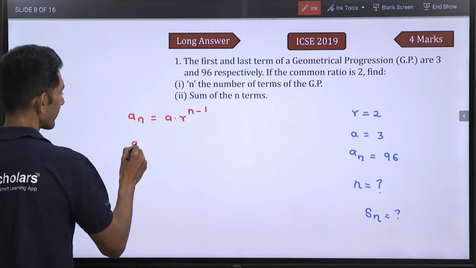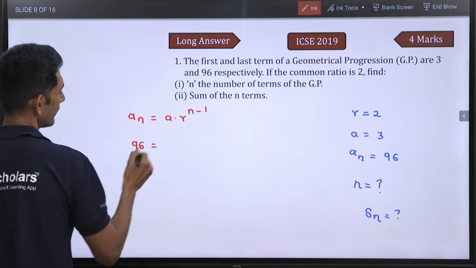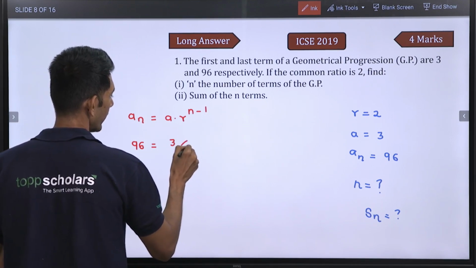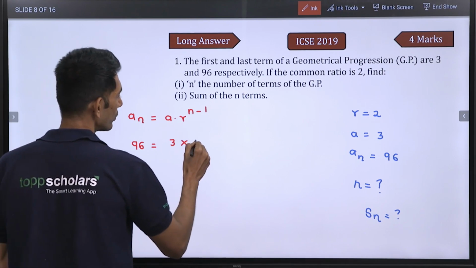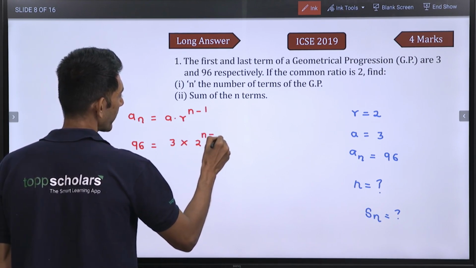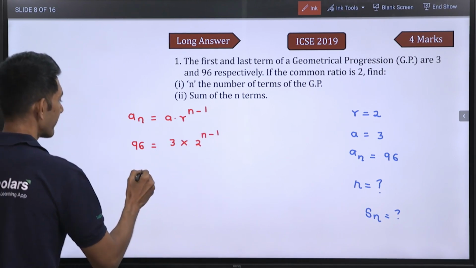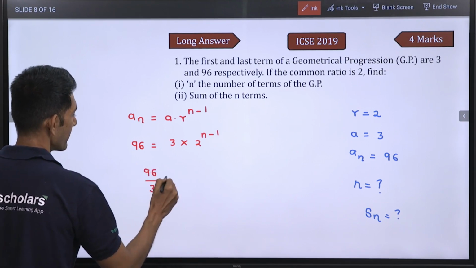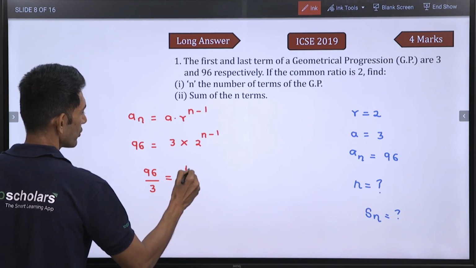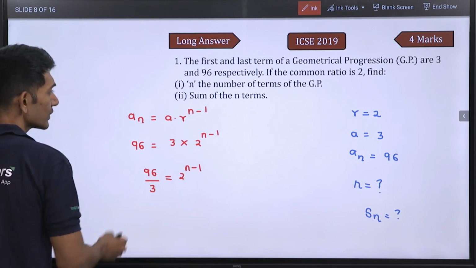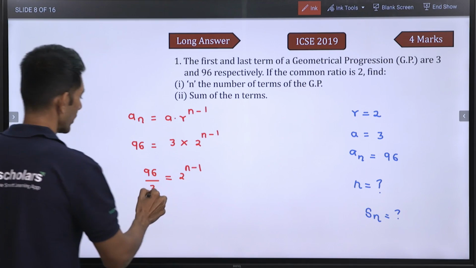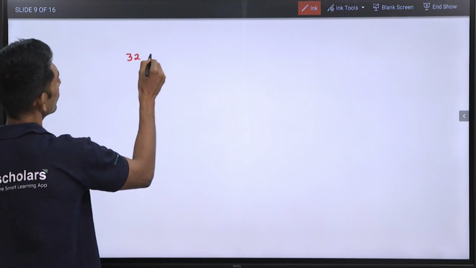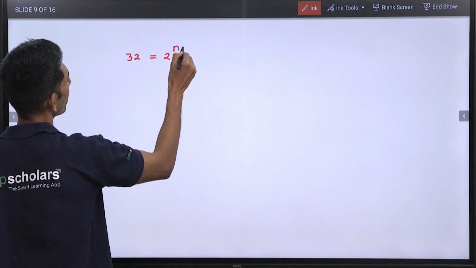An is 96. I'll write down 96 here. 96 is equal to A, A is 3, into R, R is 2, 2 raised to n minus 1. Let me divide 96 by 3. So can I say 96 divided by 3 is equal to 2 raised to n minus 1? That gives me 32, right? Because 3 ones are 3, 3 32s are 96. So I'll write down 32 is equal to 2 raised to n minus 1.